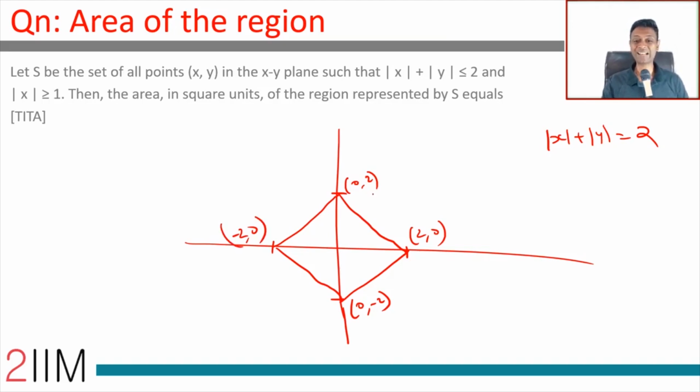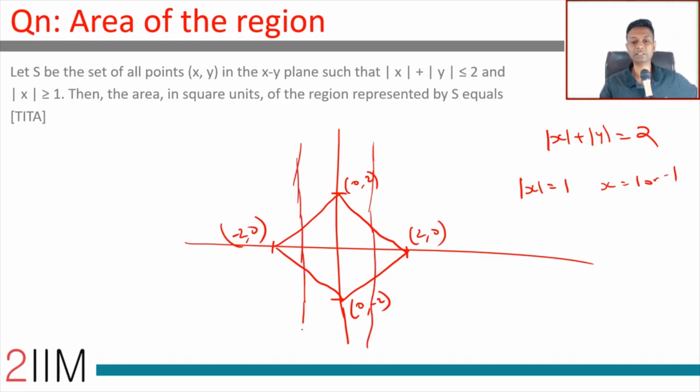And mod x is greater than or equal to 1. Mod x equal to 1 will happen when x is 1 or minus 1. That is, x equal to 1 would be a line like this. X equal to minus 1 would be a line like this. Mod x greater than or equal to 1 would be either this region or this region. Mod x plus mod y less than or equal to 2 is the square, which is tilted and looks like a diamond. Then the area in square units represented by S.